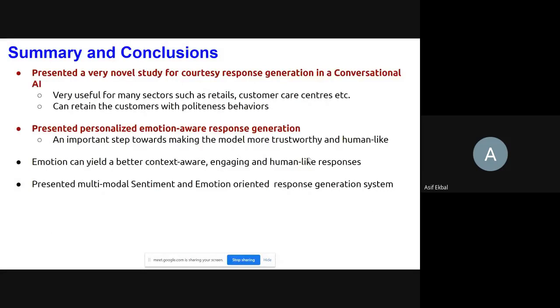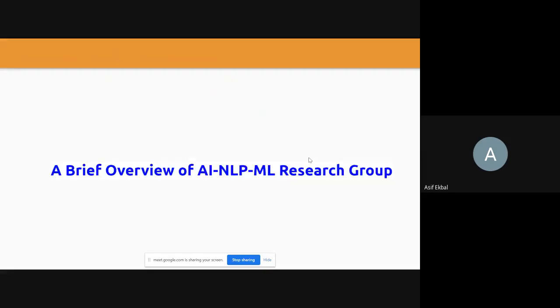So with that, maybe I can conclude. As I mentioned, building conversational AI is an extremely challenging problem. There is a long path to go. There are a lot of aspects that we have to work on. We have also shown personalized emotion-aware response generation. We have presented how we can incorporate politeness into the model. We have also seen that emotion can play an important role in generating more context-aware, engaging and human-like responses, and multimodality can also play an important role.